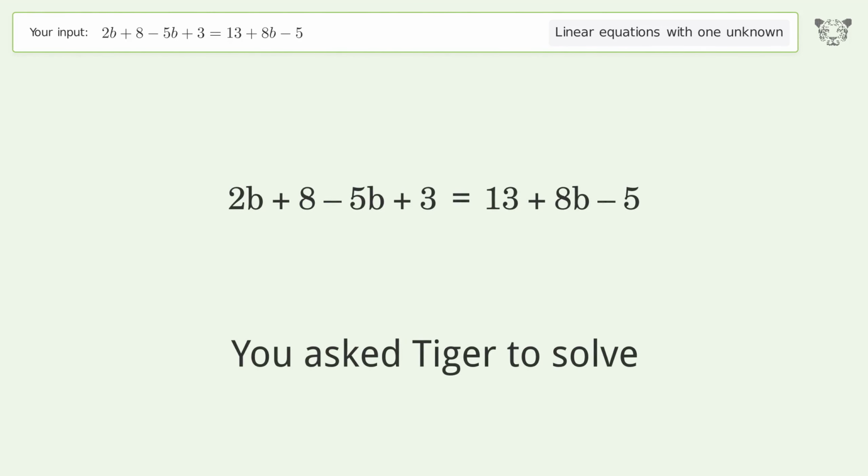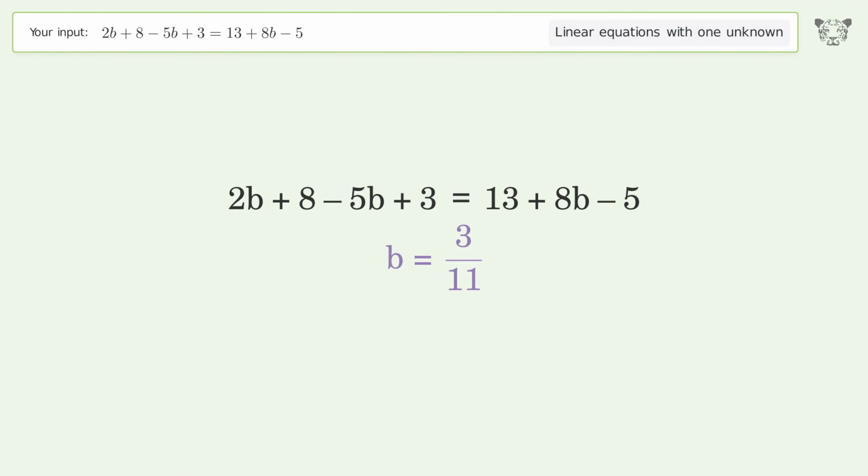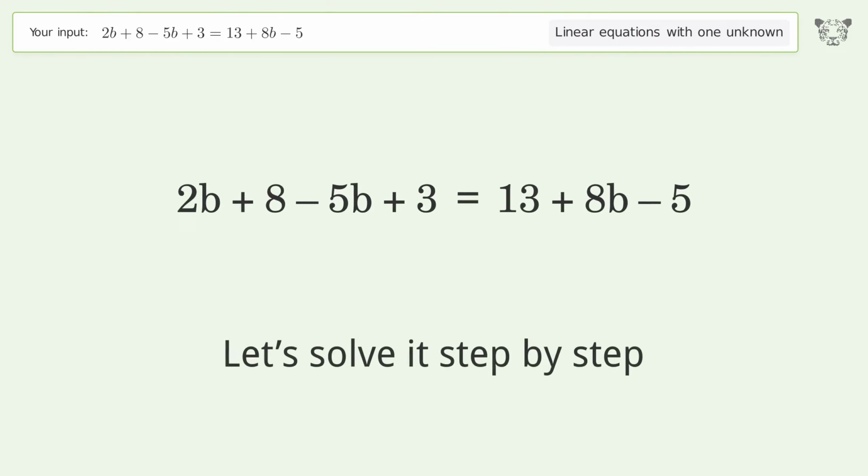You ask Tiger to solve. This deals with linear equations with one unknown. The final result is b equals 3/11. Let's solve it step by step.